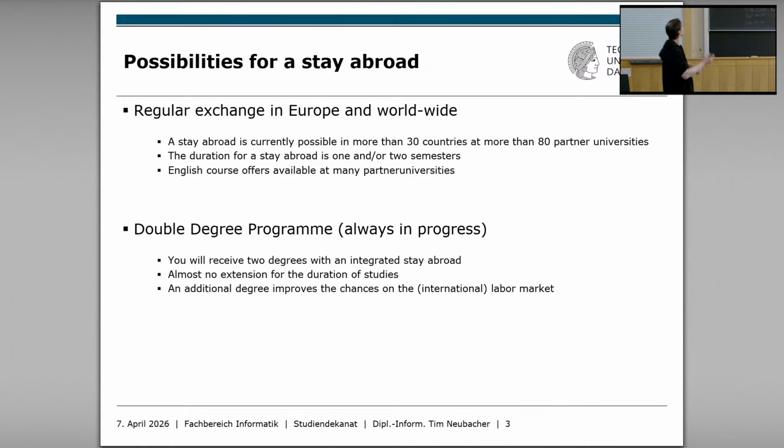All right. So what are the possibilities then? Well, first of all, the regular exchange, either in Europe, the Erasmus Plus system, to be more detailed, or overseas, worldwide.